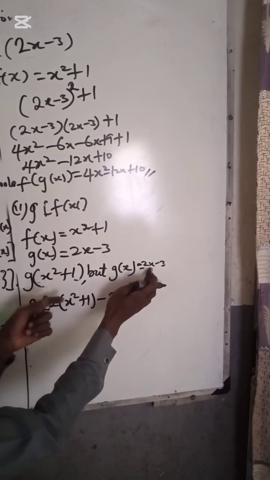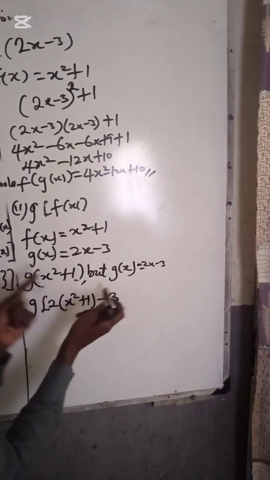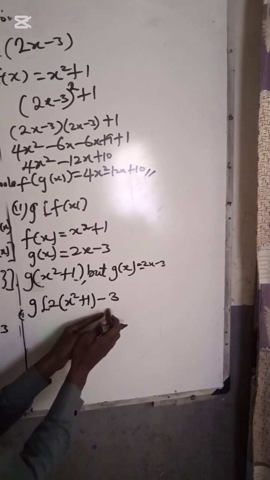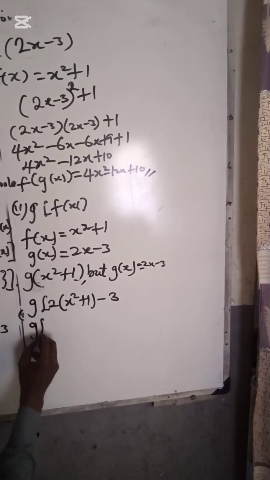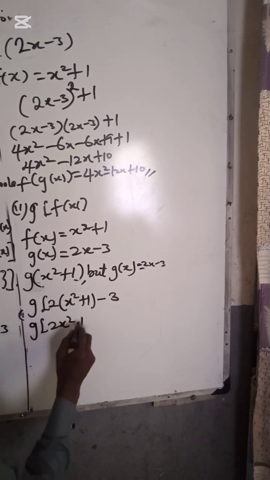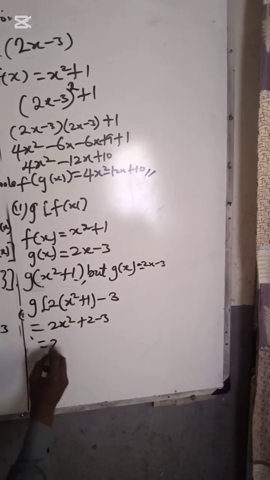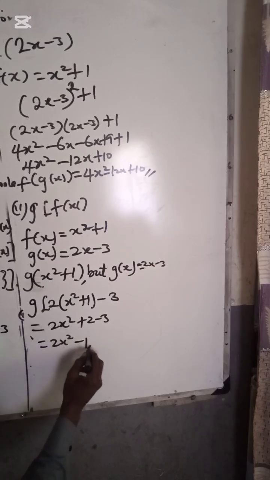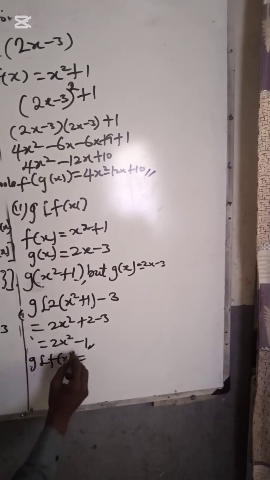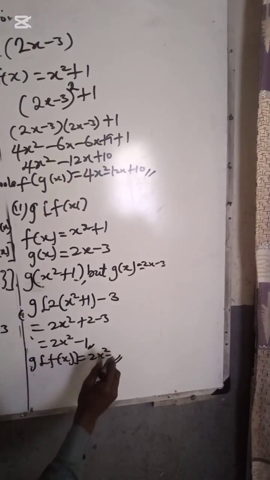Instead of having g of x, we're now having g of x squared plus 1. It means anywhere we see x, we substitute it with x squared plus 1, which we did here. Then this minus 3, we brought it down here. So we now have 2 times this, 2x squared plus 2, minus 3. So we now have 2x squared minus 1. Therefore, g of f of x is equal to 2x squared minus 1.